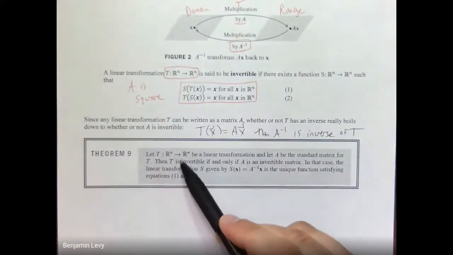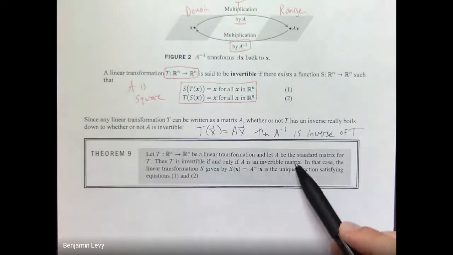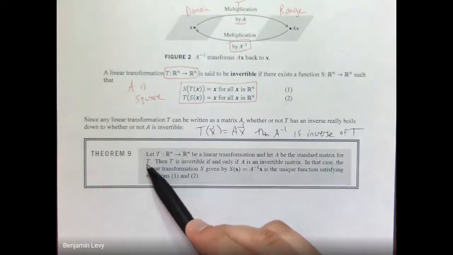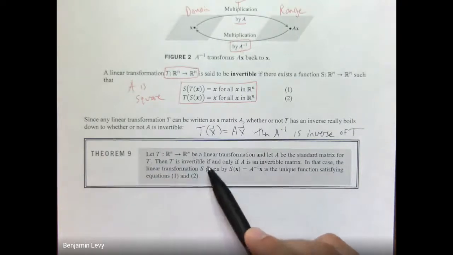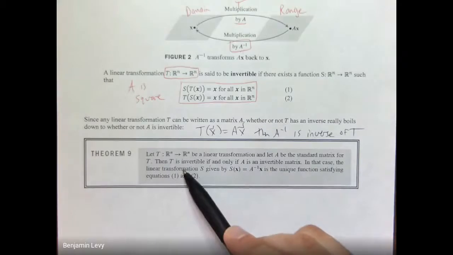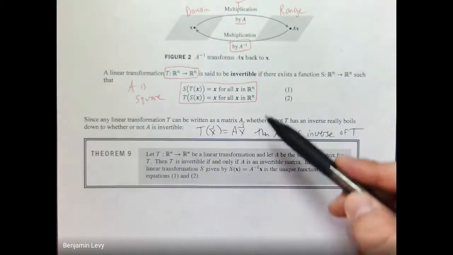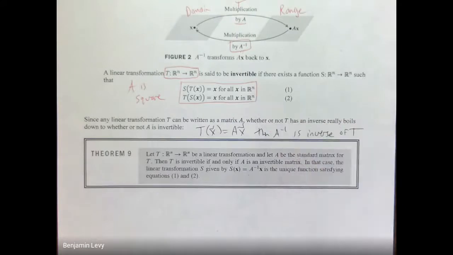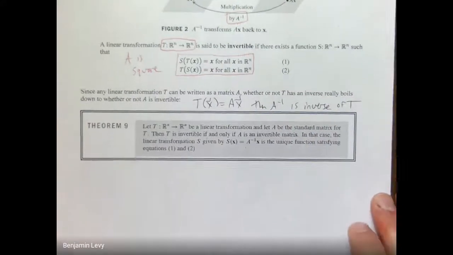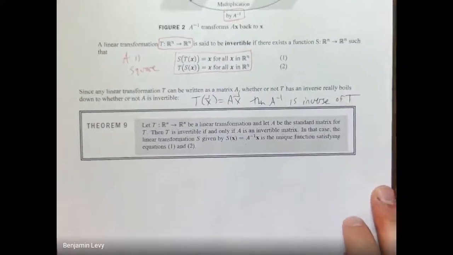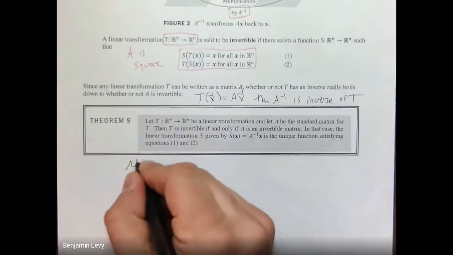So let T be a linear transformation from Rn to Rn, so a square matrix. Let A be the standard matrix that represents it. T is invertible if and only if A is invertible. Makes sense? In that case, the linear transformation that sends things back is going to be the one satisfying those two equations, and it's going to be given by A inverse. And notice why it's given by A inverse.